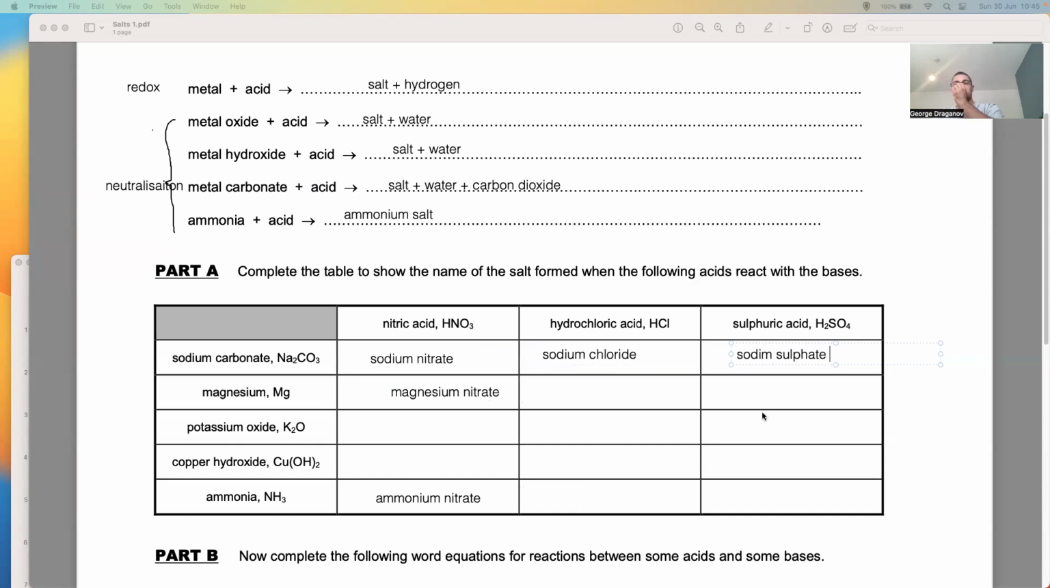Sulfate can be spelled with a PH or an F. So all in all, you should be able to fill this table quite easily. For example, this will be copper chloride. These are just the salts that are formed when the hydrogen ion is replaced by a metal ion.